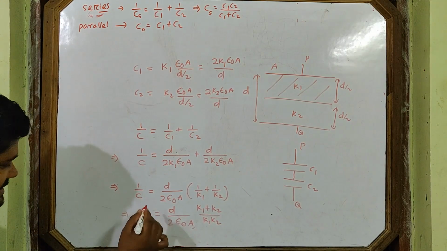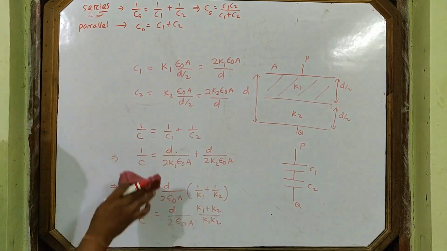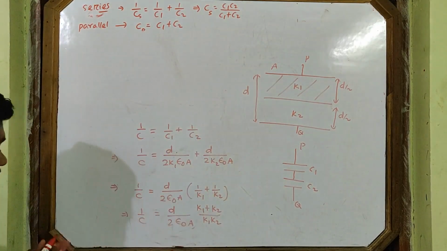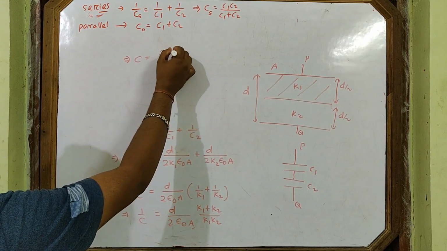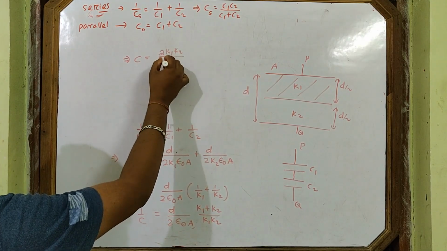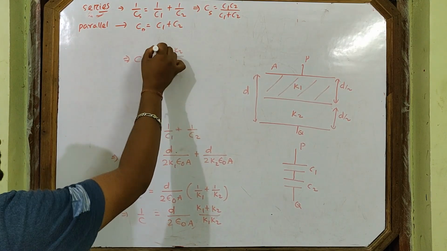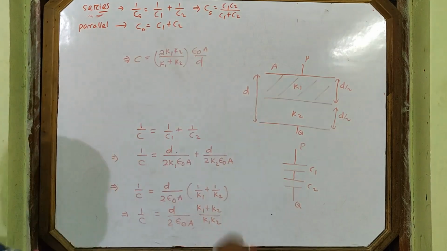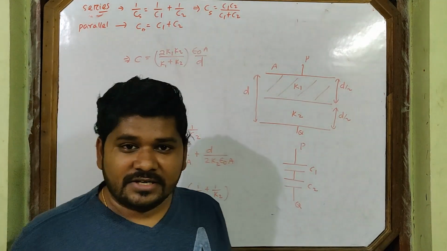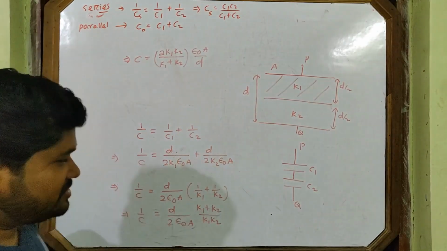Okay. This is 1 by C. But don't forget to reverse it, because we need C. So C is equal to 2K1K2 by (K1 plus K2), whole into epsilon naught A by D. Now you understand? Okay. This is the equivalent capacitance.